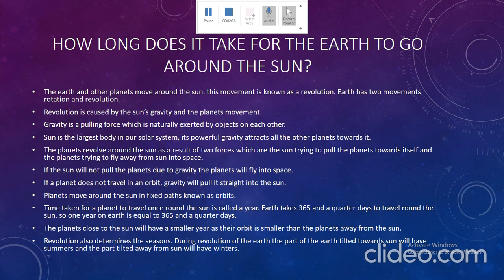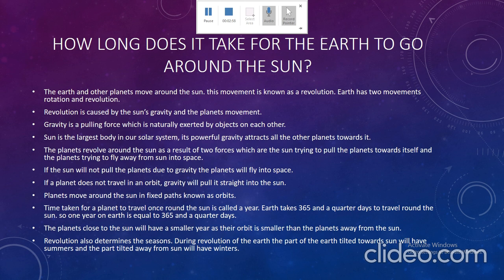The planets close to the sun will have a smaller year as their orbit is smaller than the planets away from the sun. Alright beta, Mercury is going to have the smallest year because its orbit is the smallest, and Neptune is going to have the largest year, the longest year, because its orbit is the biggest.